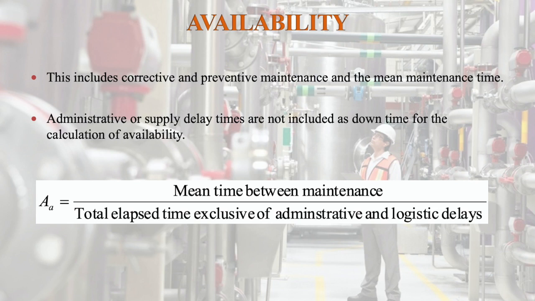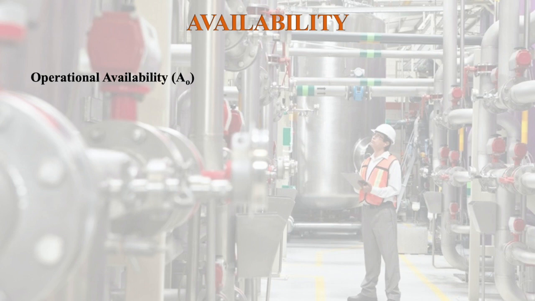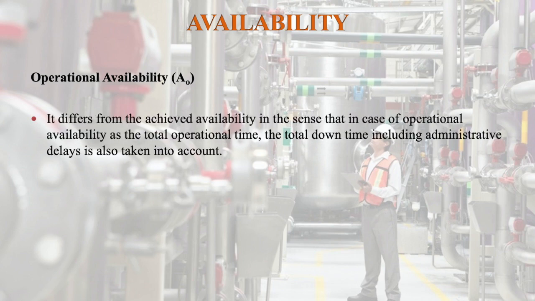So here, achieved availability AA is equal to mean time between maintenance divided by total elapsed time exclusive of administrative and logistics delays. Now operational availability, AO, differs from the achieved availability in the sense that in case of operational availability, as the total operational time, the total downtime including administrative delays is also taken into account.